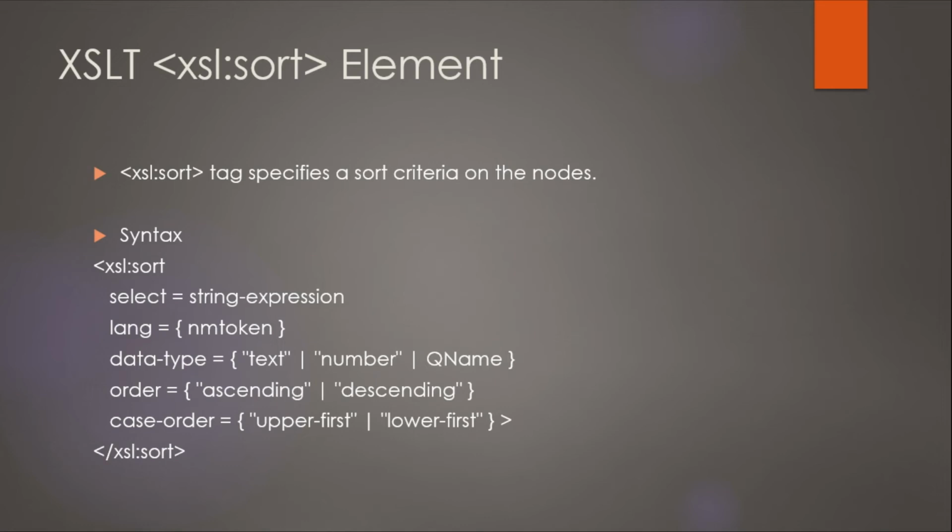Now these are the attributes of the sort element. First one, select, the sorting key of the node. Lang, the language alphabet used to determine the sort order. Data-type, the data type of the text. Order, the sorting order, default is ascending order. And case-order, the sorting order of a string by capitalization. The default value is upper-first.